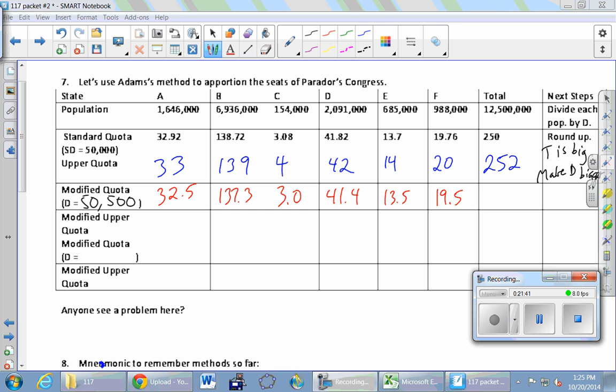Okay, so we take all those numbers. The sum of those things is irrelevant to us. What we really need to do is use the Adams method of rounding, which is to take all those numbers and round which way? Up. That is what Adams says you do every time, is you round up. So let's round all these things up. So 32.5 becomes 33 and 138.